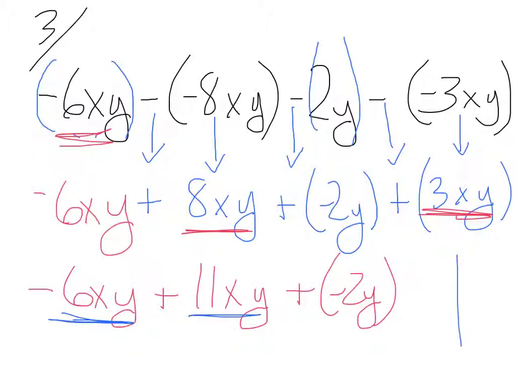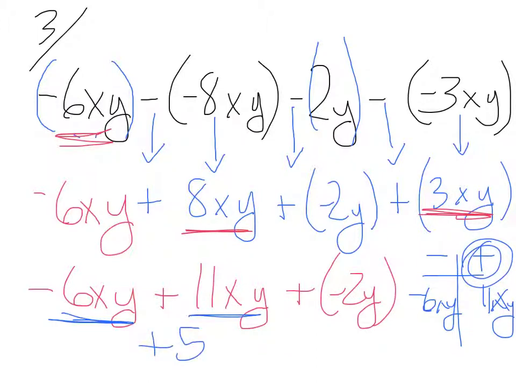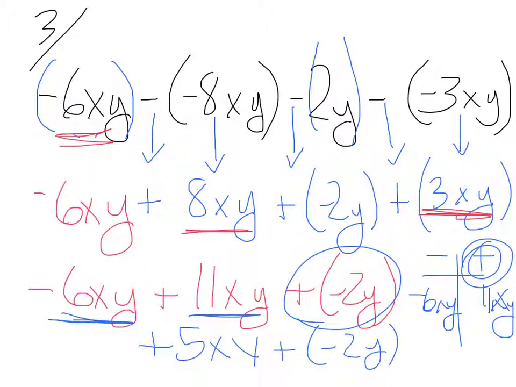Negative 6xy and a 11xy. And what's my answer? Positive what? Positive 5xy. And what happens to here? Stays the same. So there's your answer. 5xy plus negative 2y. Hope you guys got it correct. There you go.